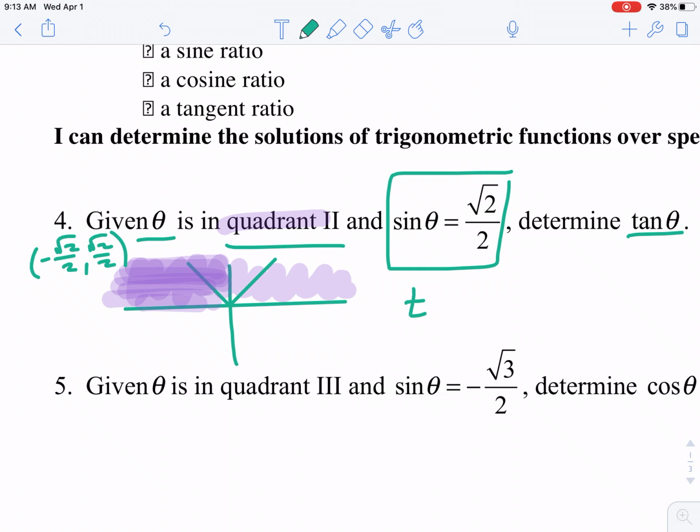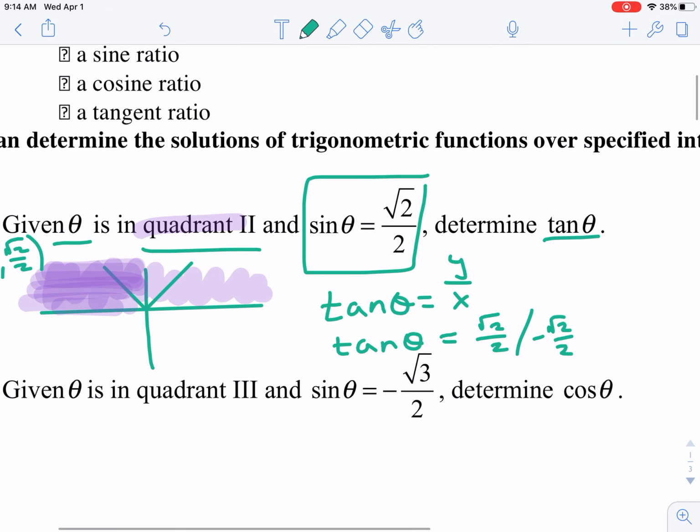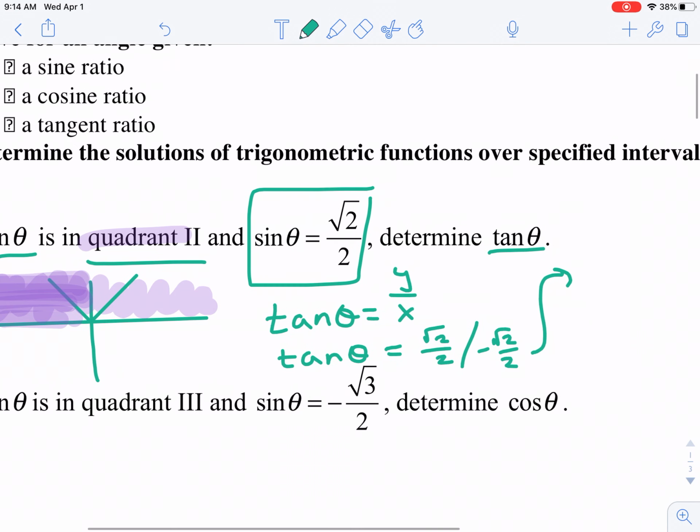And we know that tangent of theta is equal to y over x, which means tangent of theta is going to be equal to positive root 2 over 2 divided by negative root 2 over 2, which gives us that tangent of theta equals negative 1.